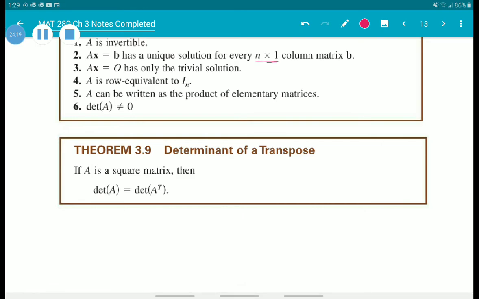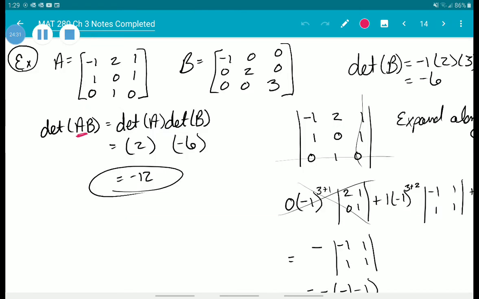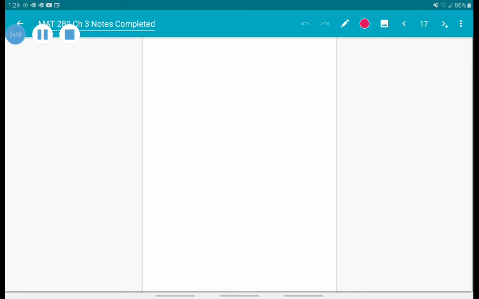And then the last thing in this section talks about the determinant and the transpose. So if you remember, what a transpose does is it inverts the rows and columns. And it turns out that the determinant of A is equal to the determinant of A transpose. So I want to go through an example and I want to explain why that works.